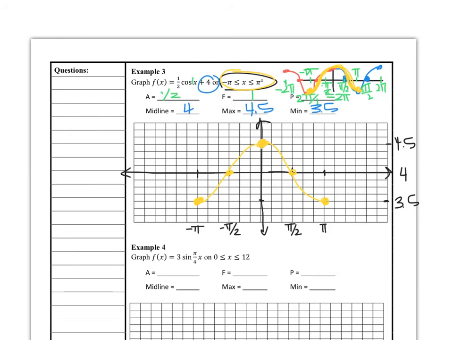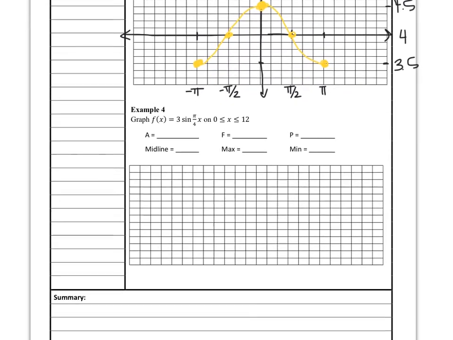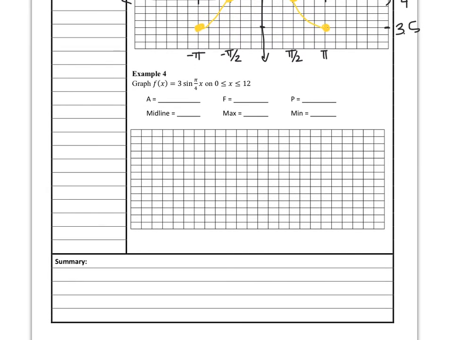All right, let's take a look at our next one. Don't be fooled by this pi over 4 inside the sine function. You're going to treat it the same way you would for any other frequency. So I'm going to just do it down here because I'm probably going to run out of space if I do it up top.